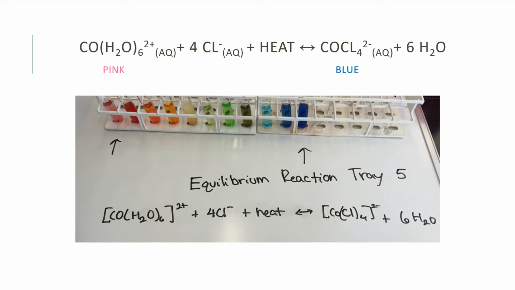Cu(H2O)6 2+ plus 4Cl- plus heat to form CuCl4 2- plus 6H2O. The light pink and dark blue test tubes were created in this equilibrium shift, as shown in the photo.